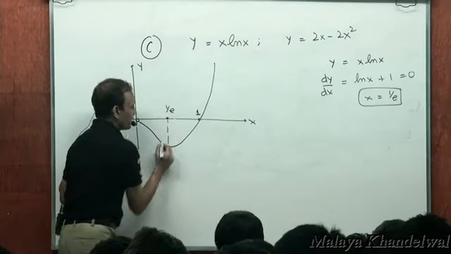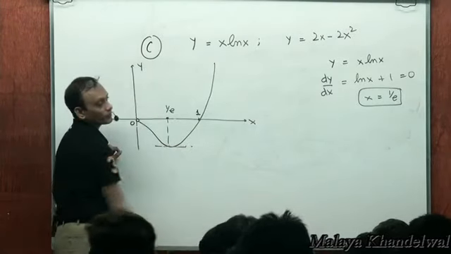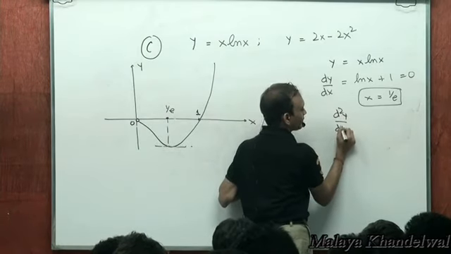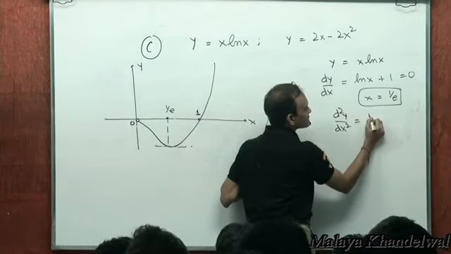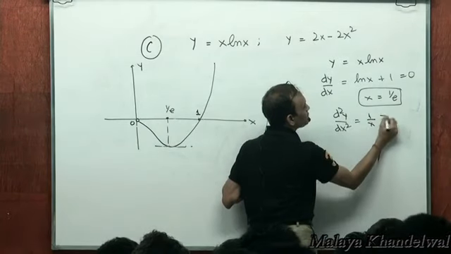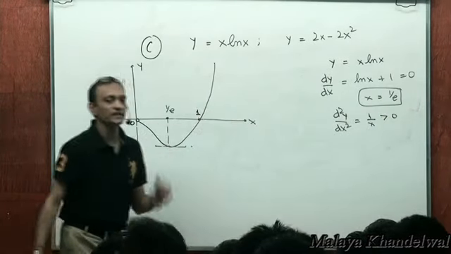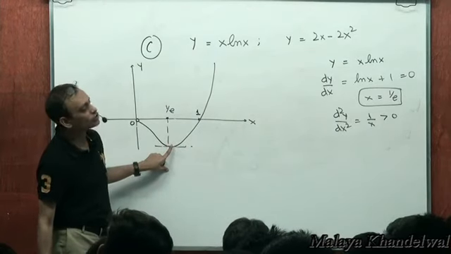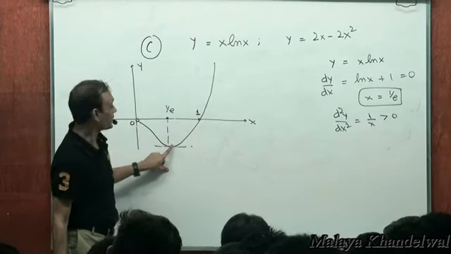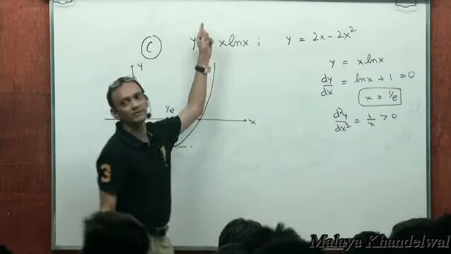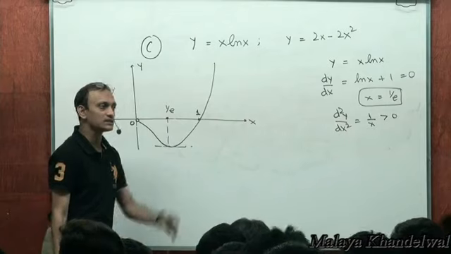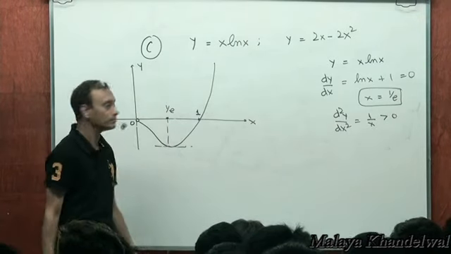At x equal to 1 by e, it does become 0, and d2y/dx2 is 1 by x, which is positive for all x greater than 0. That means d2y/dx2 positive and dy/dx 0, so it must be a local minimum, right? So at x equal to 1 by e, a local minimum, and the graph goes like this. This is the graph of y equal to x ln x. What do you say? Right?